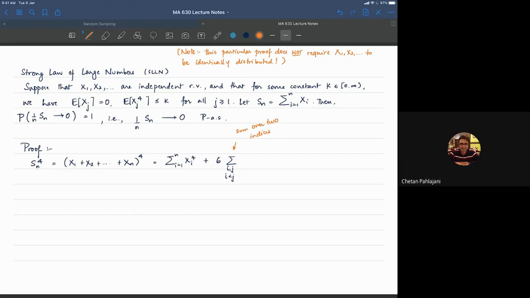This I'll leave it to you to check. You'll get 6 times the sum over all i, j such that i is less than j. Now remember, if i is less than j, then i and j cannot be the same. x_i squared x_j squared, plus other terms. Okay, and what are the other terms going to be? They will be of one of the following 4 types.